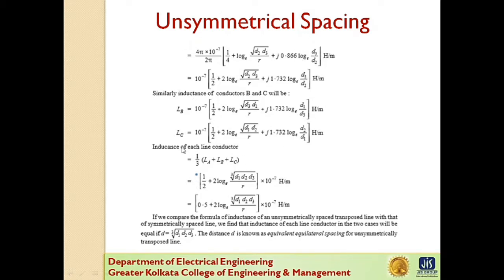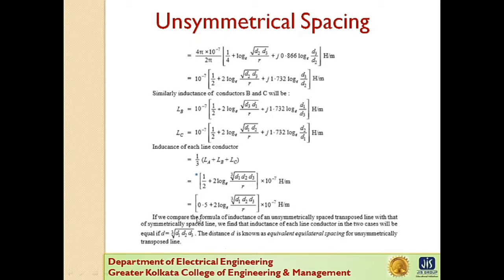If you have any problem in solving the equation, please contact me. On solving the equation we get (1/2 + 2 ln(cube root of (d1 d2 d3)/r)) × 10^-7 Henry per meter. That's equal to 0.5 + 2 ln(cube root of (d1 d2 d3)/r) × 10^-7 Henry per meter.